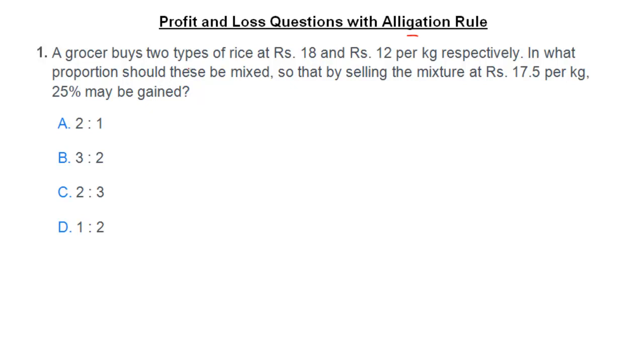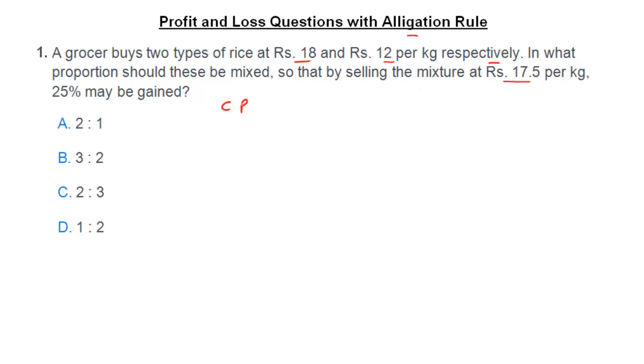The question says a grocer buys two types of rice at rupees 18 and rupees 12 per kg respectively. In what proportion should these be mixed so that by selling the mixture at rupees 17.5 per kg, 25% may be gained? So the first thing you need to understand is you are mixing these two varieties of rice in such a proportion that we have to calculate, so that 25% gain will be achieved if you are selling it at 17.5.